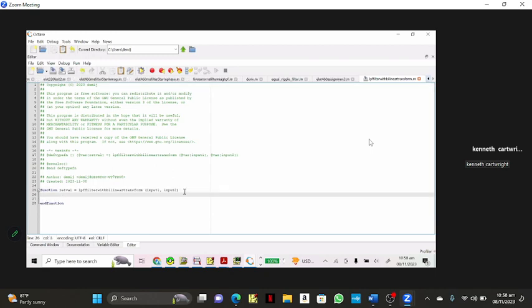I want to plot two things. I want to plot the magnitude of the analog, and I want to plot the magnitude of the digital. So what am I going to do? How am I going to do this?